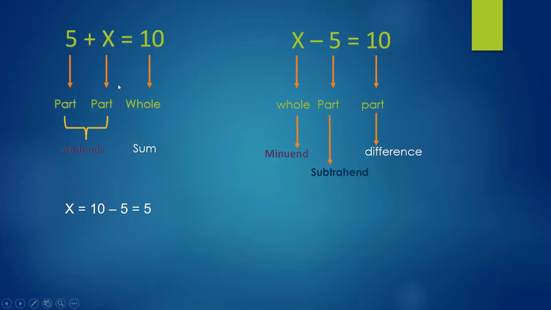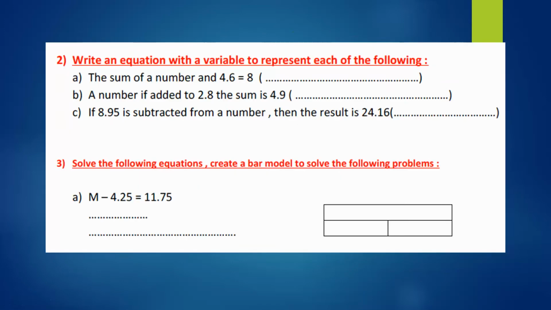So if I want to calculate the value of x, here I want to calculate a part. If I want to calculate a part, we will do whole minus part. So we'll do 10 minus 5 equals 5. In the addition equation, here I want to calculate the whole. If I want to calculate the whole, what are we going to do? We will add the two parts. So x equals 10 plus 5 equals 15.